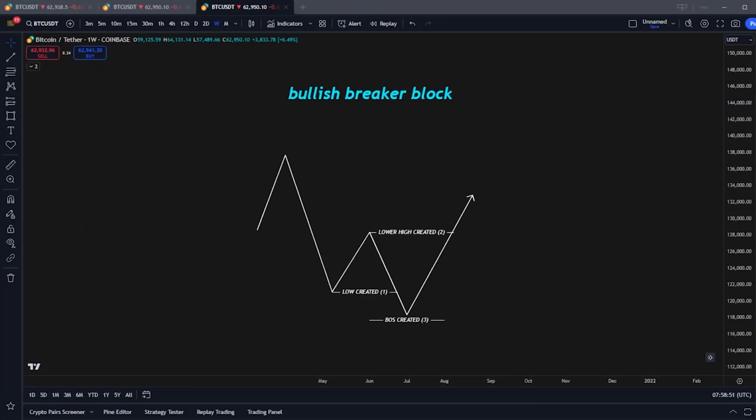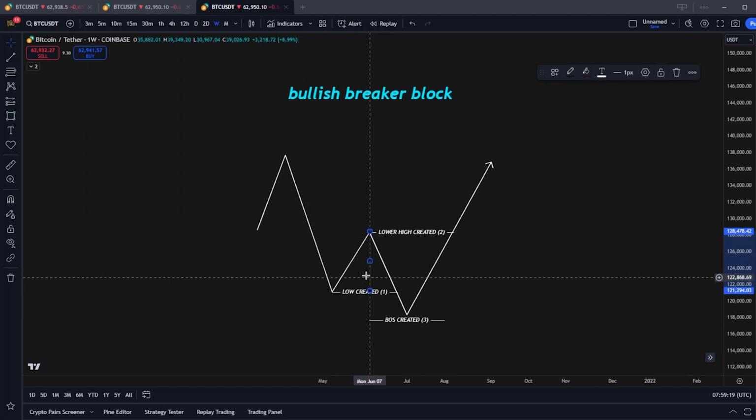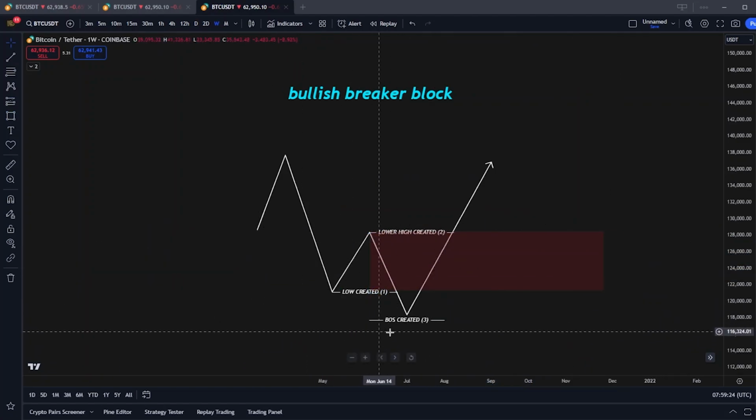Now here is how we would want to trade on a bullish breaker block. So again, we're in the downtrend. The first thing we do is create a low. The second thing we do is create a lower high right here. And the third thing is we break the structure. So everything follows as a normal downtrend would. However, we've now completed this sequence and we get a higher high right here. After we get that higher high, we can start to draw our breaker block. Our breaker block is usually from the low that we created to the lower high that we created right here, and we ignore the break of structure.